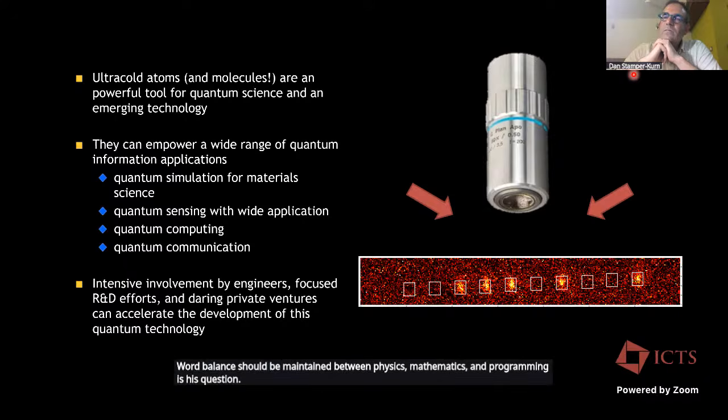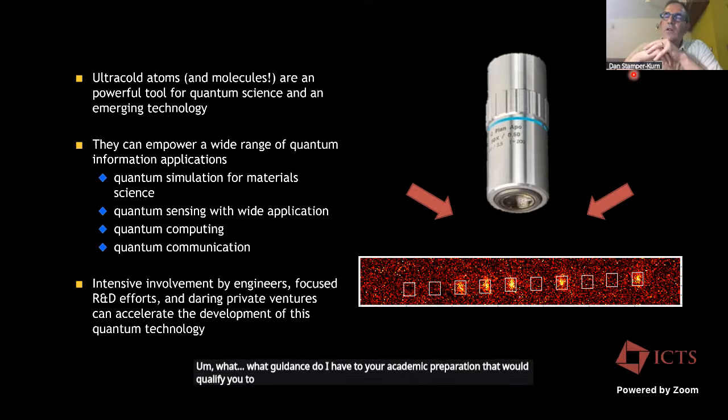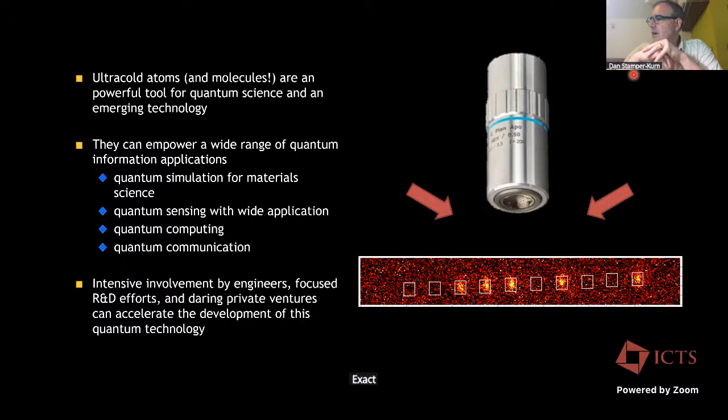And what should be prioritized in the early years? Which branch of physics should be prioritized? Okay, right. So you're asking, at the bachelor's level, what guidance do I have for your academic preparation that would qualify you to work in the area of quantum computing? Exactly.